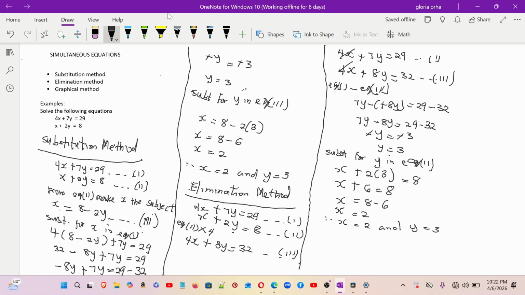But before I conclude, I would like to give you an assignment. I would like you to solve it. After solving, leave your answer in the comment section. I'd like to see your answer for the elimination method and the substitution method. So solve and compare your answers. 3x minus y equal to 3, 8x plus y equal to 17. So solve and leave your answer in the comment section.